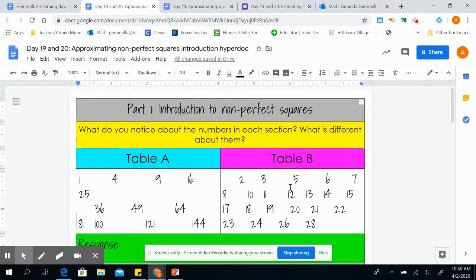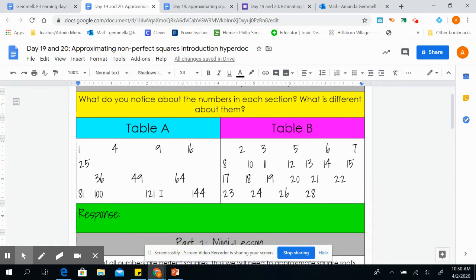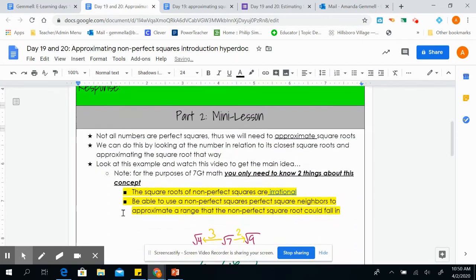I just want you to look at the numbers in these two tables. What do you notice about the numbers in each section? What is different about them? So look at the numbers in table A, look at the numbers in table B. Once you figure out what's different about them, type your answer here. Okay. Move on to part 2.